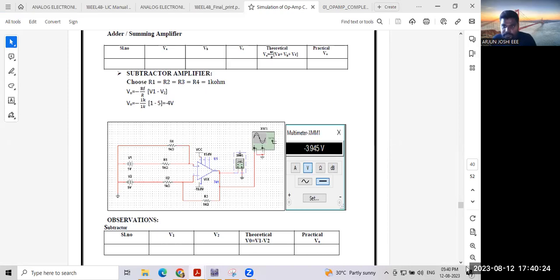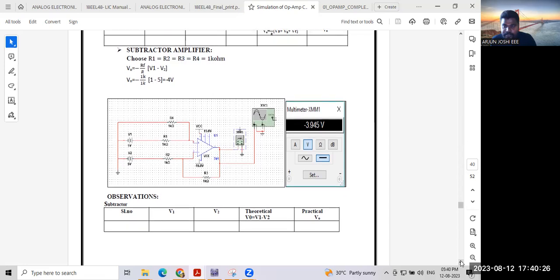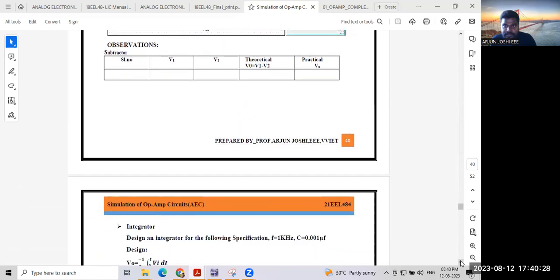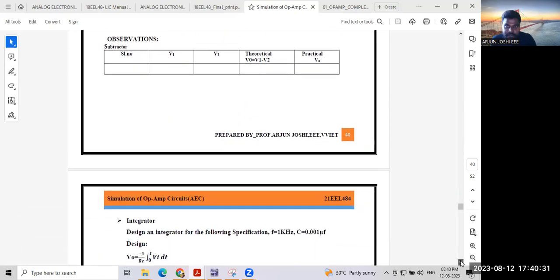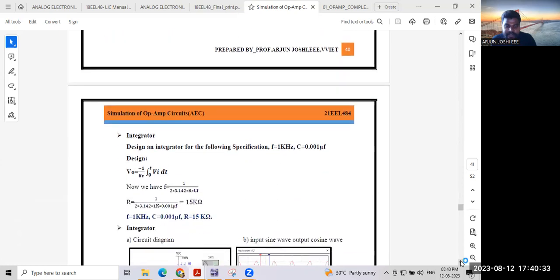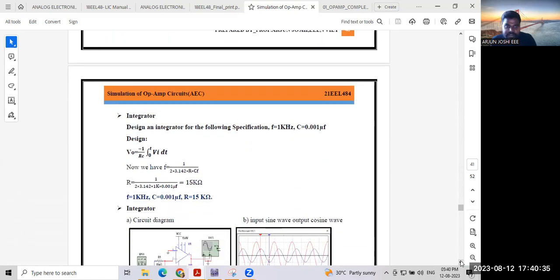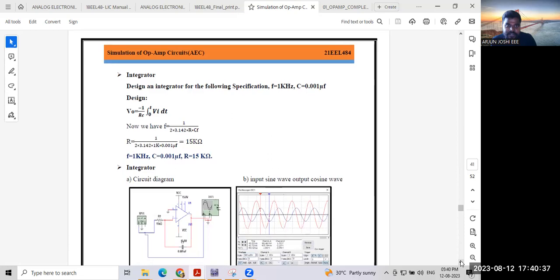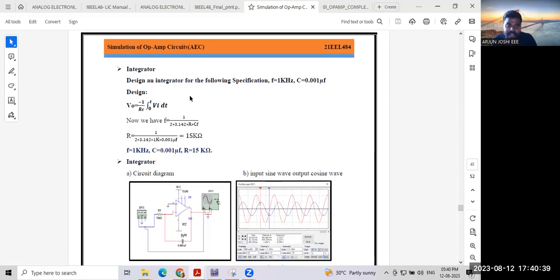Namaste one and all. Now let's understand. This is the third part of experiment 8, which is an integrator. Now let's understand the design of the integrator. Design an integrator for the following specifications: F is equal to 1 kilohertz, C equal to 0.001 microfarad.